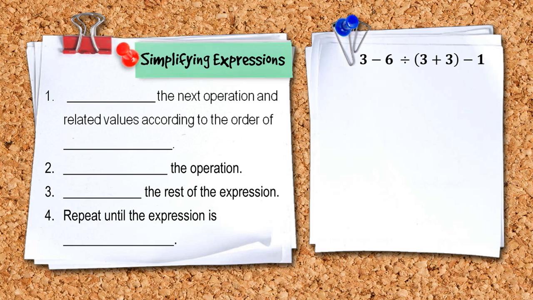When you apply PEMDAS and the order of operations to an algebraic expression, you can summarize the steps into 3 words: underline, evaluate, rewrite. The first step, you're going to underline the next operation related values according to the order of operations. So if I'm following PEMDAS, the first thing I need to take care of or evaluate is anything in a parentheses. Well, I see 3 plus 3 in a parentheses. Luckily, there's just one operation. Remember, if there's more than one operation, you need to follow the order of operations in the parentheses or grouping symbol until it's simplified down to one value.